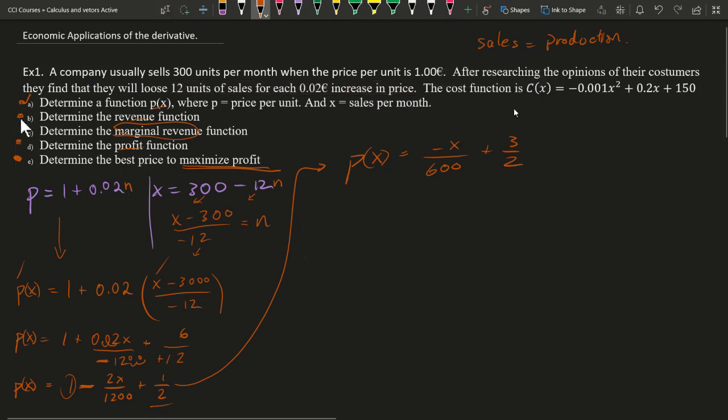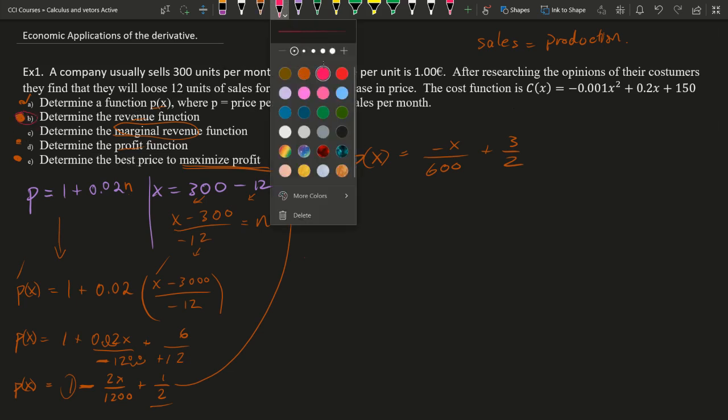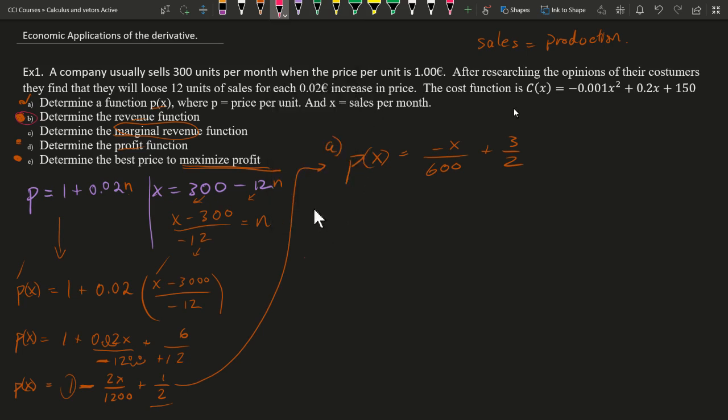So next question is we have to figure out our revenue function. So this is, by the way, the answer to part A. Now part B is the revenue function. So revenue is equal to price times sales. So R of x is P of x times x, because x represents sales and P of x represents price.